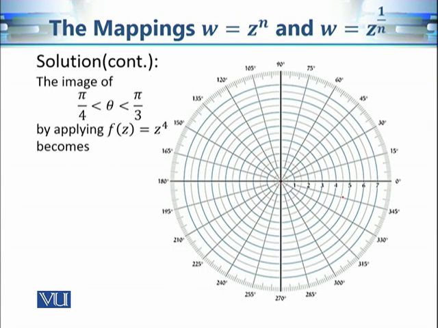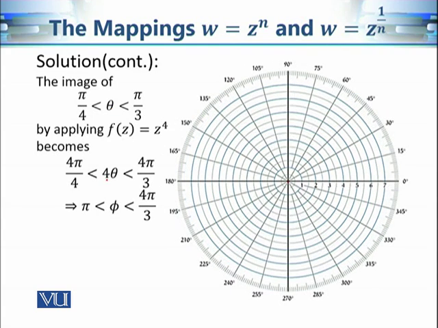Okay, now let's start from the range of argument in the z plane. So the argument lies between pi by 4 and pi by 3, and if we want to calculate what will happen with the complex numbers after we apply z raised to power 4, then we should multiply it by 4. Okay, so if we multiply it by 4, then we get 4 pi by 4 less than 4 theta less than 4 pi by 3. Now this 4 theta is basically phi.